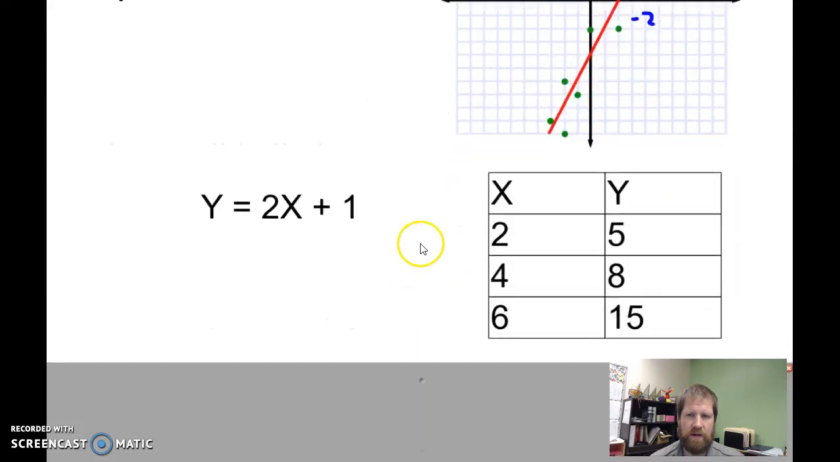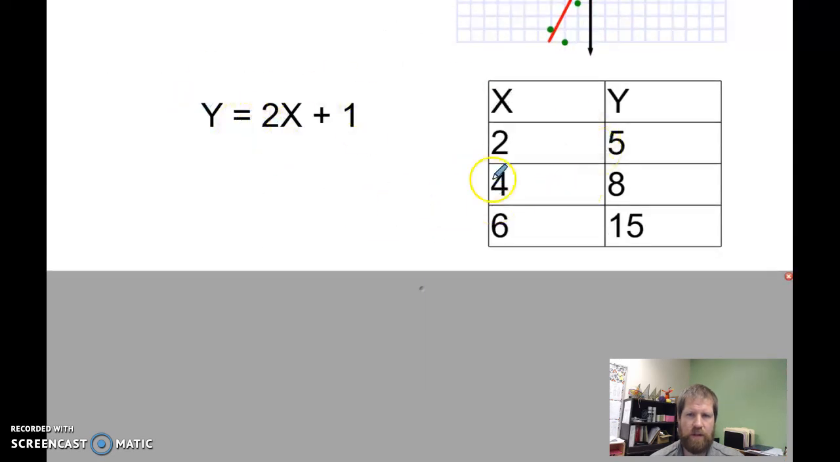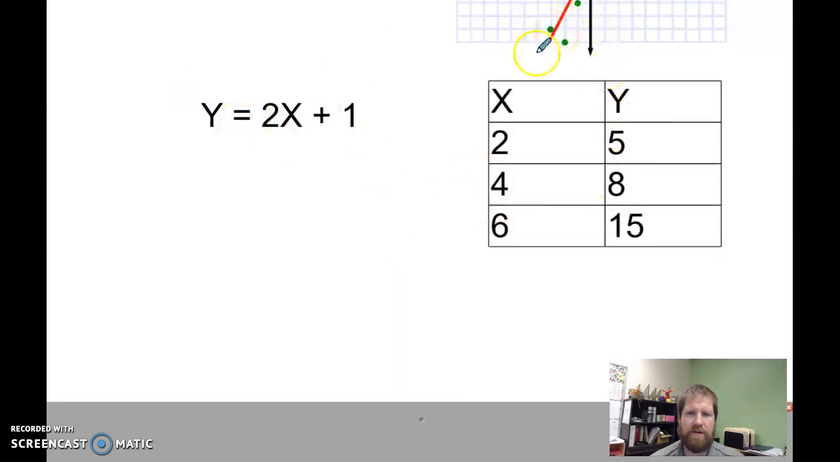When you are given an equation and a table instead of a graph, you're basically just going to plug in your x value and see how far away it is from your y value. Okay, basically subtract it from your y value. So I have 2 times 2 plus 1 would be 5, and this is also 5, so my line goes right through this point, and the residual would equal 0.